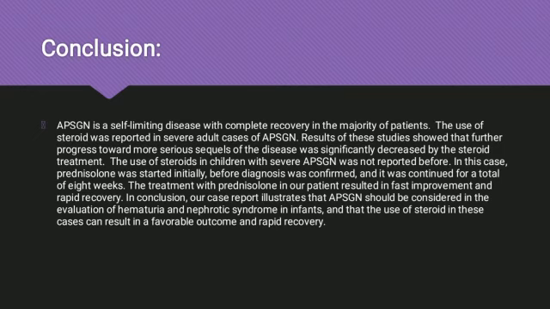So in this case, prednisolone was started initially before the diagnosis was confirmed, and it was continued for a total of 8 weeks. The treatment with prednisolone in our patient resulted in fast improvement and rapid recovery. In conclusion, our case report illustrates that APSGN should be considered in the evaluation of hematuria and nephrotic syndrome in infants, and that the use of steroid in these cases can result in a favorable outcome and rapid recovery.